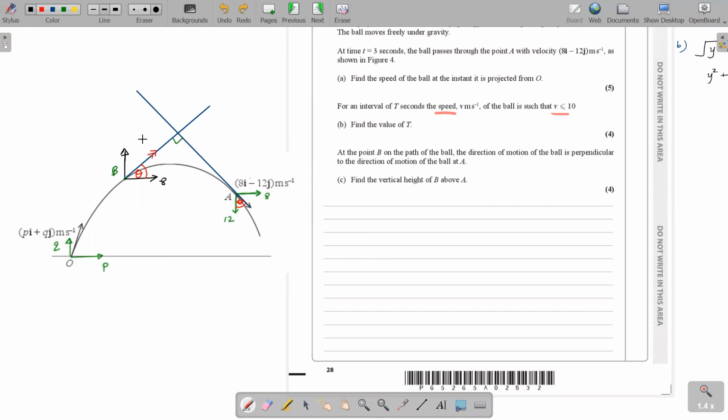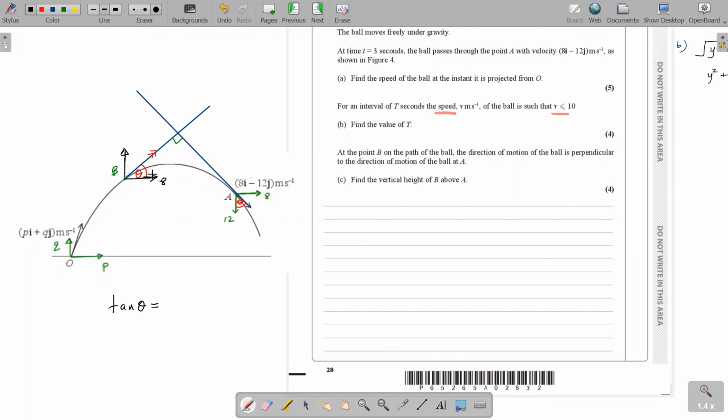Okay, so how do I get the vertical component of velocity? First thing is how do we get the theta value? So we'll use tan theta here because we know both the values 8 and 12, right? So we can use tan theta here. Tan theta is opposite over adjacent. So use tan theta at both these places.